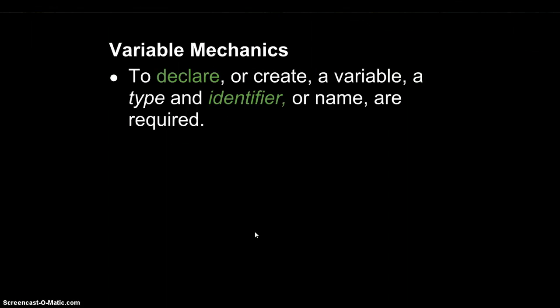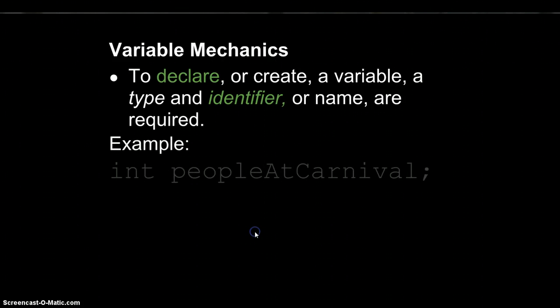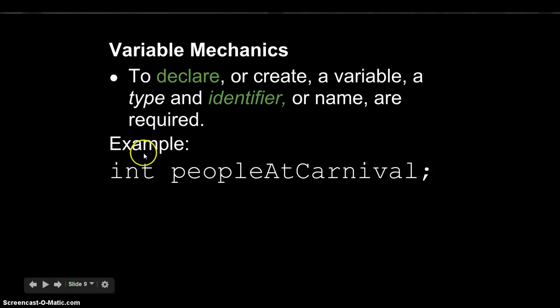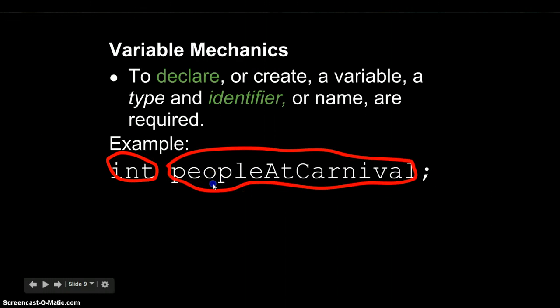So variables have to be declared or created before you can use them. And to do that, they will have a type and an identifier. Both of those things are required. So here's an example. If we have int, this is a special kind of type that is, you guessed it, an integer. Okay, so there's our type, check. And now here's the people at the carnival. That is going to be the name of our variable or the identifier. And then it's going to end with a semicolon. Kind of something to remember.